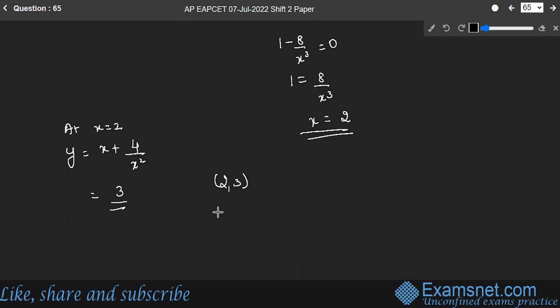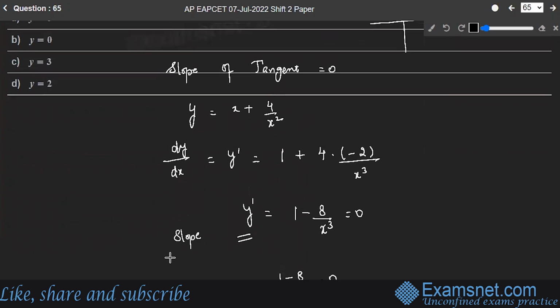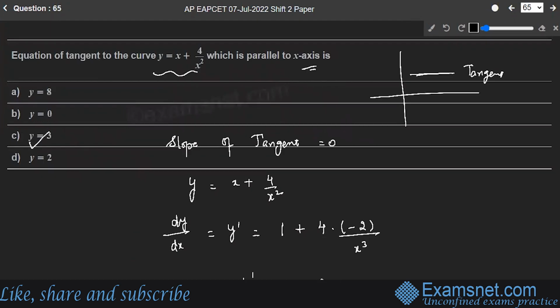Now, what will be the equation of the line? We already know the slope. Slope is 0. So, the equation of the line is y is equal to 3. This is the equation of the line which is tangent to the given curve and parallel to the x-axis. Option C. Hope you are clear with this.